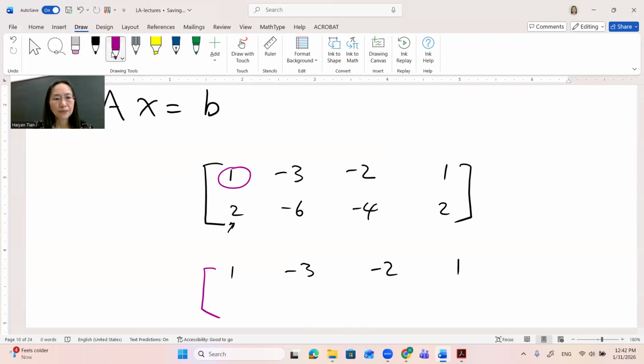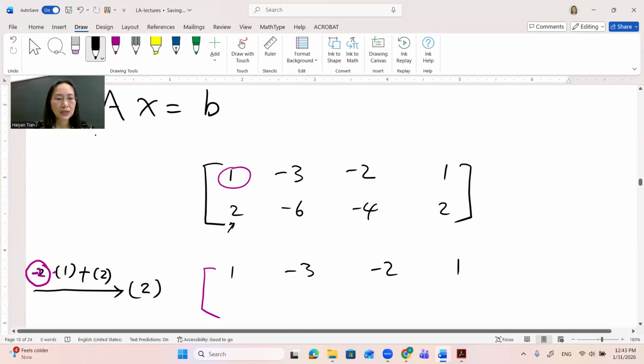We need to replace the second row. What do we do? Anything, a multiple of the first row, will be added to the second row. What multiple? The first row times -2. So this number -2 is the multiple. So this is what we do.